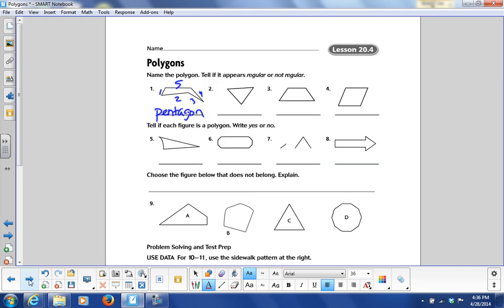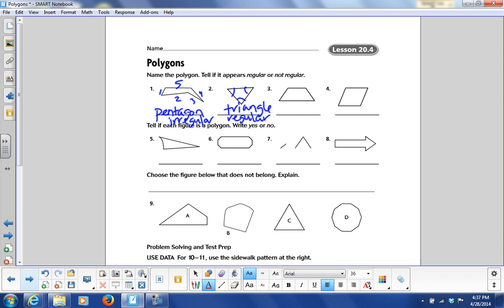Alright, so going back to our homework, that's a pentagon, and it is irregular, right? Because it doesn't have equal lengths. It's an irregular pentagon, or a polygon, sorry. This triangle I'm going to give to you, because it is regular. If you knew how to use a compass, or a protractor, you'd see that those angles are all equal, so it is regular. I'll let you do 3 and 4 on your own.